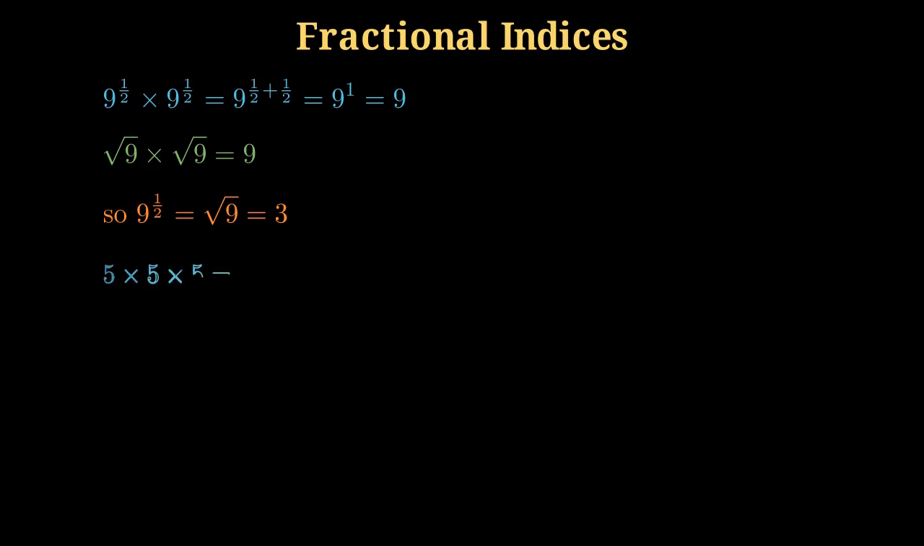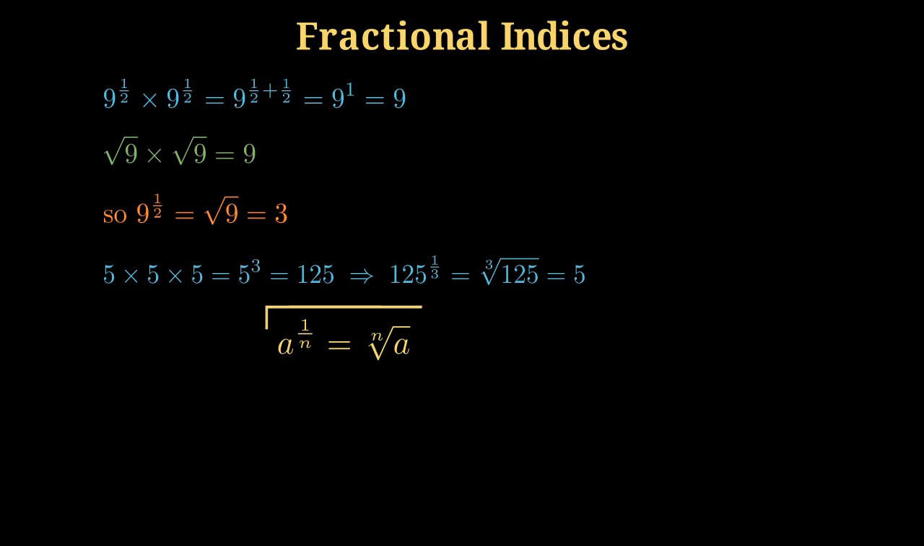Cube roots work the same way. 5 times 5 times 5 is 5 cubed, 125. So the cube root of 125 is 5, and we can write that root as an index, 125 to the power 1/3. So here is the second law of the day. An index of 1 over n means the nth root. Power a half, square root. Power a third, cube root. Power a quarter, fourth root.